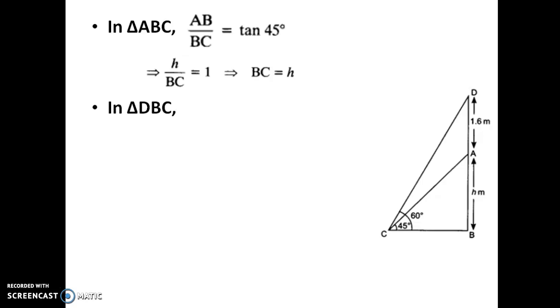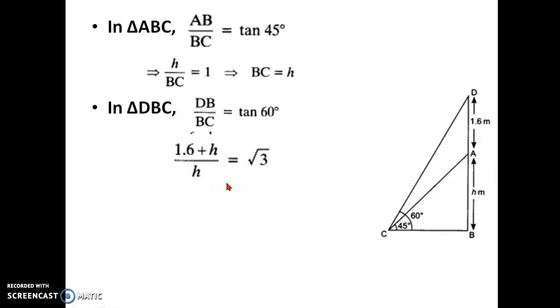Then in triangle DBC, tan 60 is equal to DB by BC. So you substitute 1.6 plus h, that is the DB value. So the full length 1.6 plus h divided by BC. The BC value we already found in the previous step to be h. So substitute BC as h.